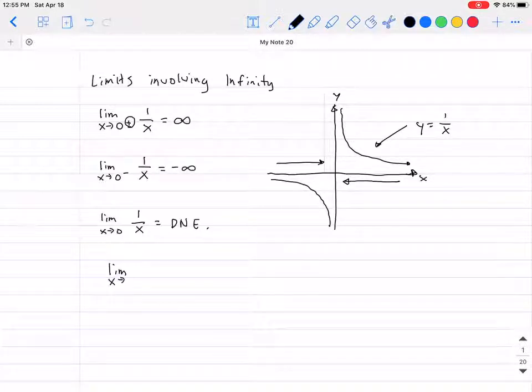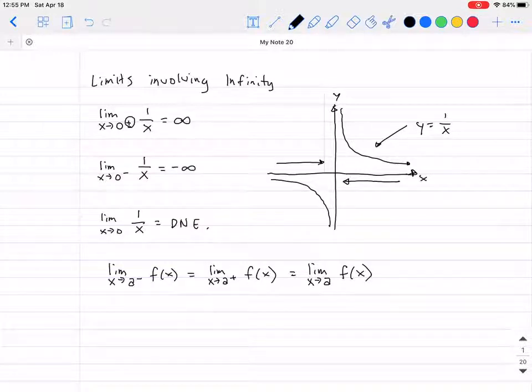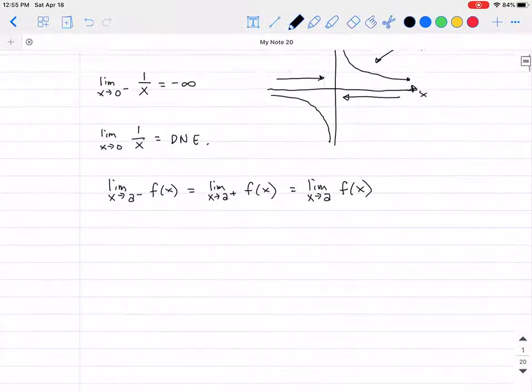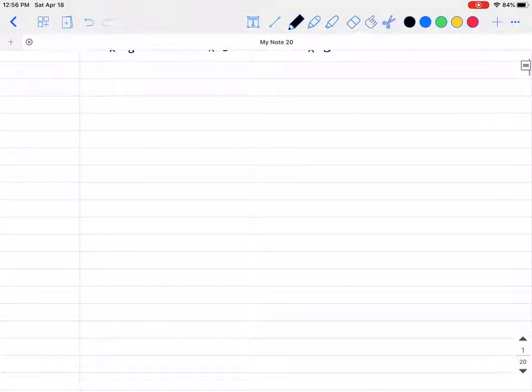And in fact, let me go ahead and write that down right now. The limit as x approaches a from the left of f of x has to be equal to the limit as x approaches a from the right of f of x, which is equal to the limit as x approaches a itself of f of x. Okay. So let's take a look at some other examples involving limits and infinity.